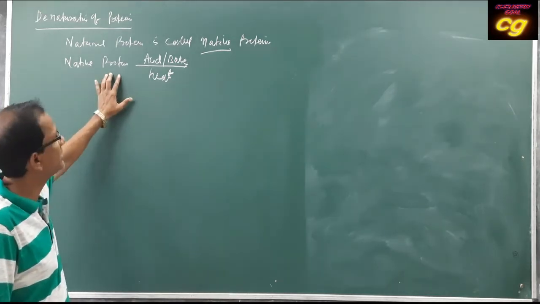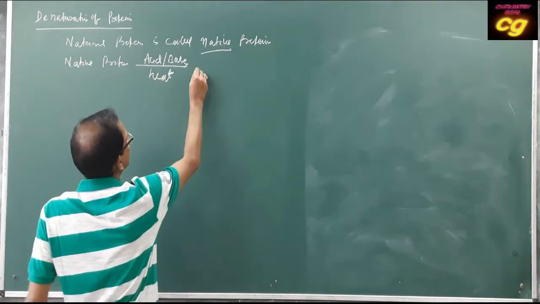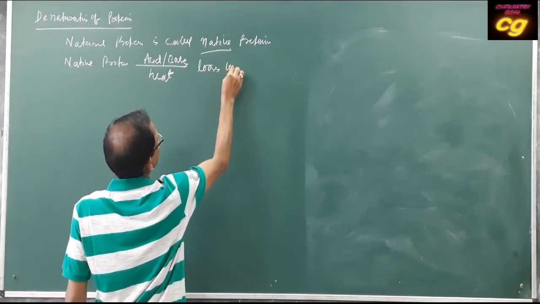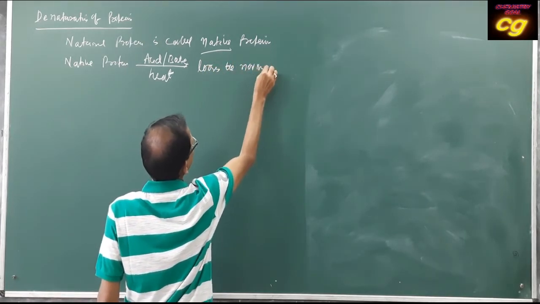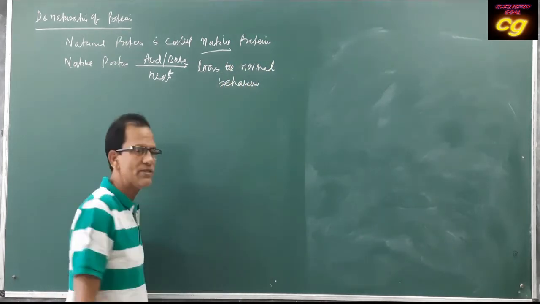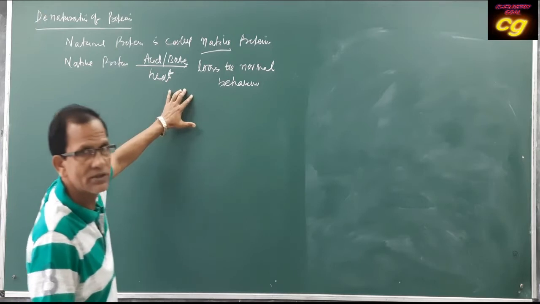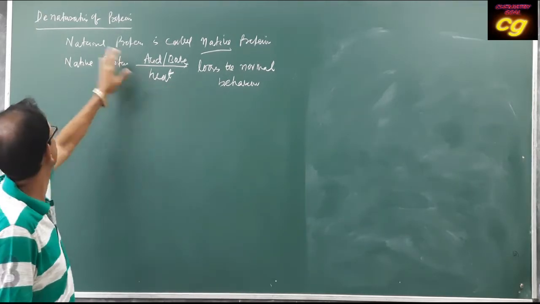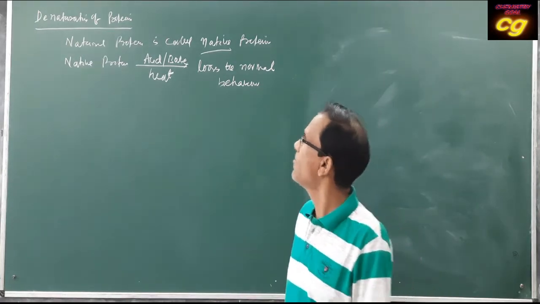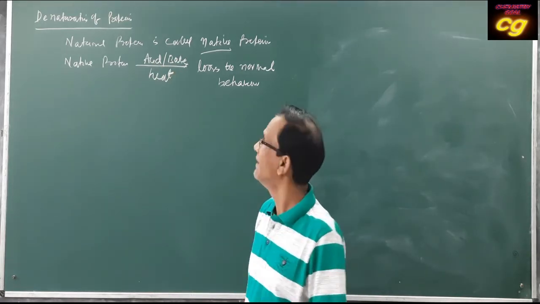when native protein is subjected to addition of acid, base or heat, then it loses its normal behavior. That means it loses its physical behavior. This property, this characteristic of protein, is called denaturation. That means the physical property is lost due to what? Addition of acid, base and heat. That is called denaturation.